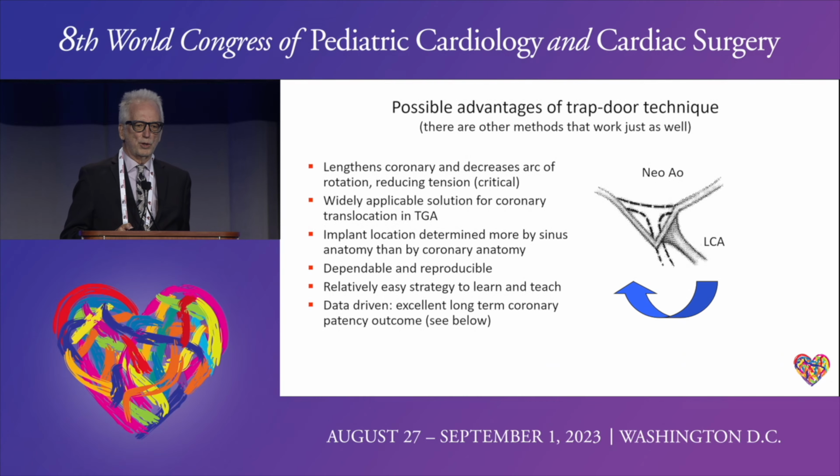I think that this is a good way to lengthen the proximal coronary and decrease the arc of rotation, which reduces tension on the coronary anastomosis, which seems to be the critical advantage. It's a widely applicable solution for coronary translocation, and the site of implantation is then determined more by the sinus anatomy than the coronary anatomy, so it takes some of the guesswork out of the operation. Experience has shown that this is dependable and reproducible. It's a relatively easy strategy to learn and teach. And the outcome, based on some very good long-term data, is excellent long-term coronary patency.